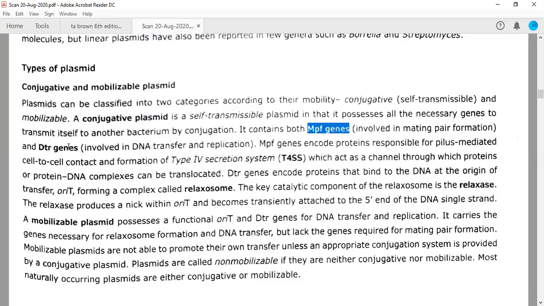While the second type of genes, which are responsible for encoding DNA transfer and replication proteins, encode proteins that bind to the DNA at the origin of transfer. Sorry, there are two origins. One is called the origin of replication, or ORIV, and the other is called ORIT, meaning origin of transfer, in the bacterial genome or the bacterial plasmid. So, forming a complex called the relaxosome. This relaxosome complex is formed when these DTR genes encode the proteins for DNA transfer and replication.